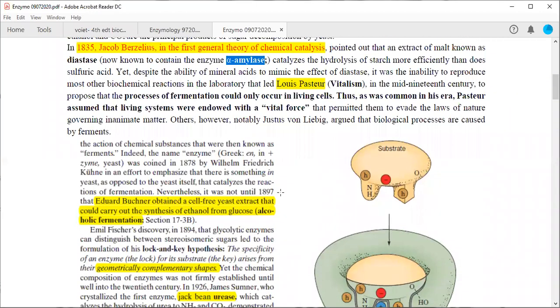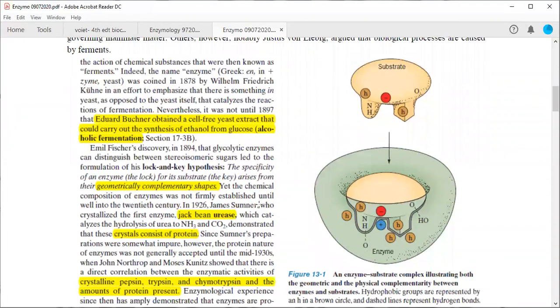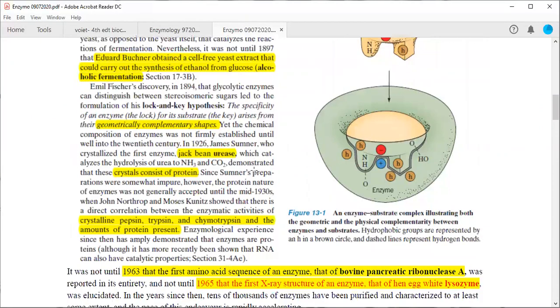Then another scientist, whom we have discussed in our classes, Eduard Buchner, obtained a cell-free yeast extract that could carry out the synthesis of ethanol from glucose. That's called alcoholic fermentation. Around 1878, another scientist, Kuhne, gave the term enzymes. Then the lock and key hypothesis came into existence.